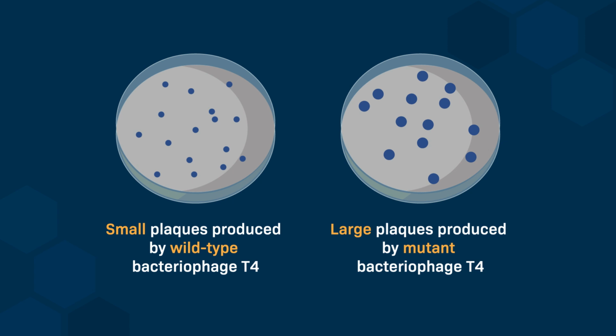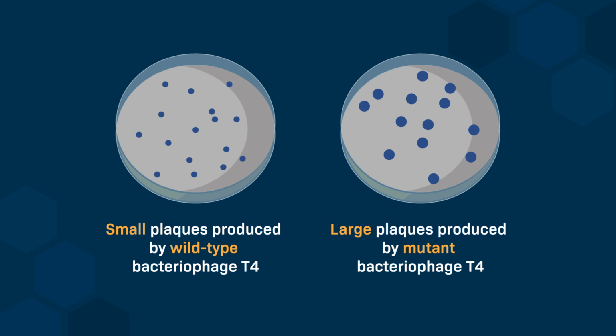As you can see in this image on the left, we have small plaques that are produced by wild-type bacteriophage T4, and on the right, we have large plaques that are produced by rapid lysis mutants during the same period of time. When using a plaque assay to measure the titer of a phage solution, it is essential to select a ratio of bacteriophages to bacteria that ensures single infection events. This typically involves using an excess of bacteria so that each bacterium is infected by only one bacteriophage.